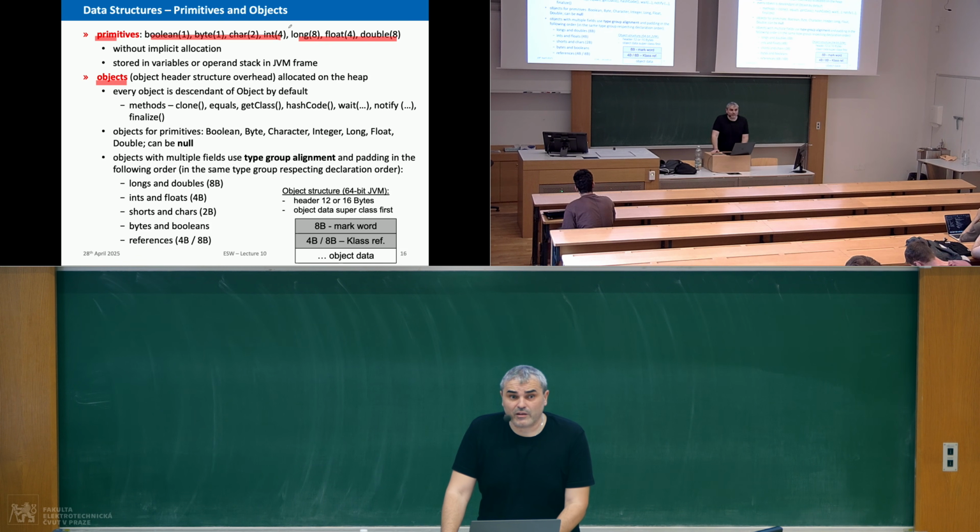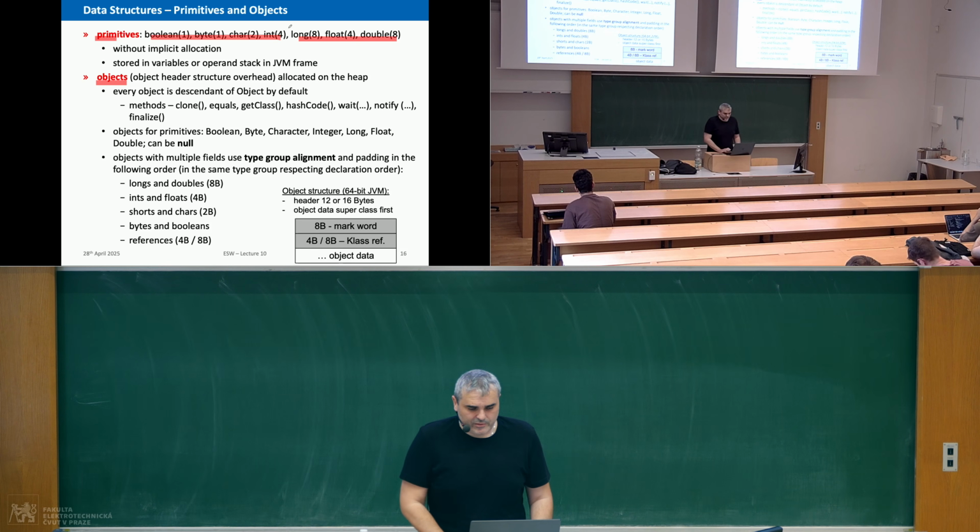In brackets, you have their standard size in bytes. They don't require any implicit allocation, and usually they are stored in variables or as operands on the stack. After a C1 or C2 compilation, just-in-time compilation, they are mapped to registers usually. On the other hand, you have objects.